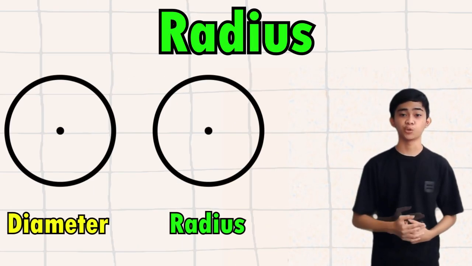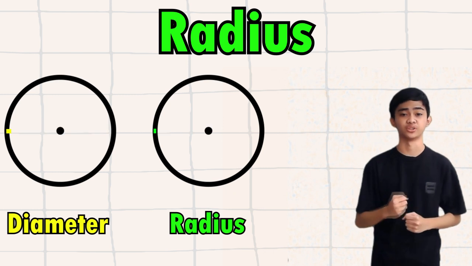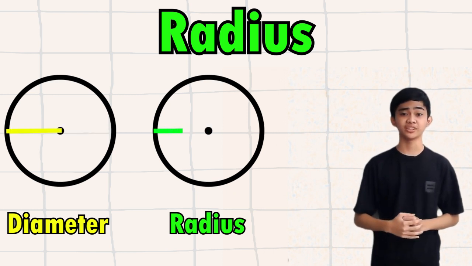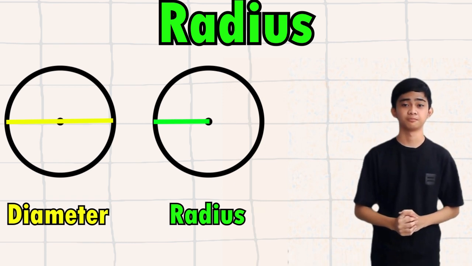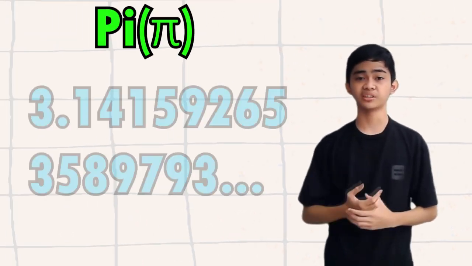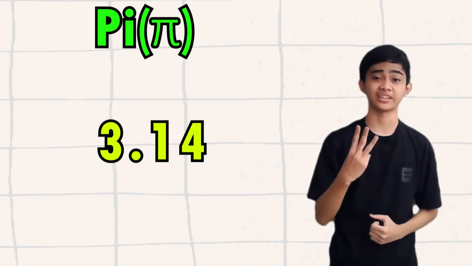Next is radius. Compared to diameter, radius only goes from the center of the circle to any side of the circle. So it will always be half of the diameter. This will never change and is absolute. And pi is just the ratio of the circumference of any circle to the diameter of that circle. Pi usually doesn't end, but it has always been rounded to 3.14, which is its first three digits.